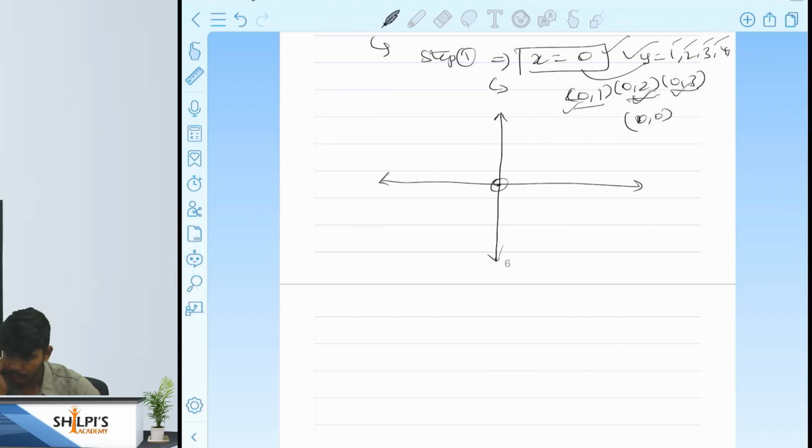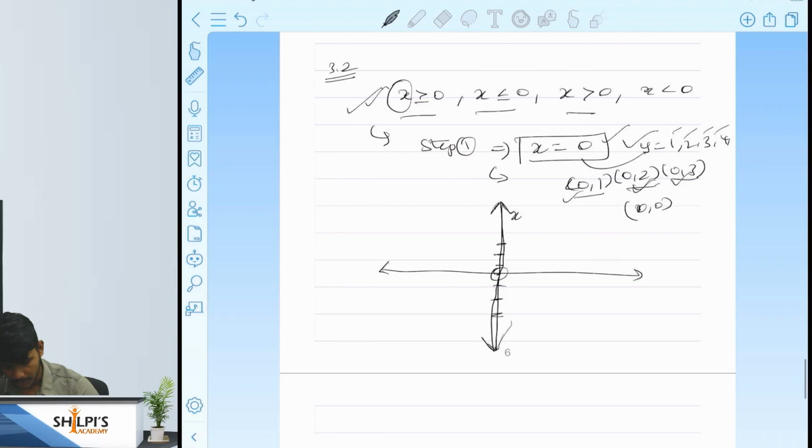Where will they be? 0,1 will be here, right? 0,2 will be here, 0,3 will be here, similarly 0,-1, -2, -3 will be here. So our points are on this line. So this line represents the equation.